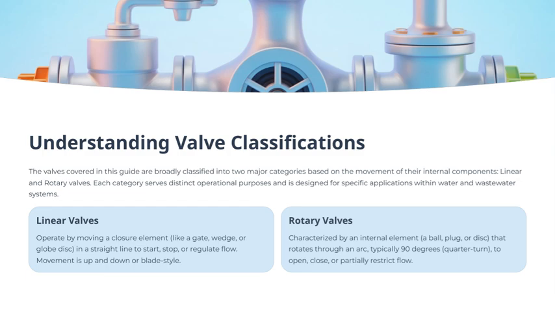Now, understanding these classifications, linear and rotary, is essential because each serves different operational purposes and is designed for specific applications within water and wastewater systems. Recognizing which type suits a particular need helps ensure optimal performance and longevity of the system. This is a fundamental step in selecting the right valve for the right job.